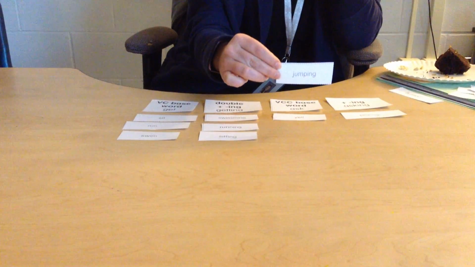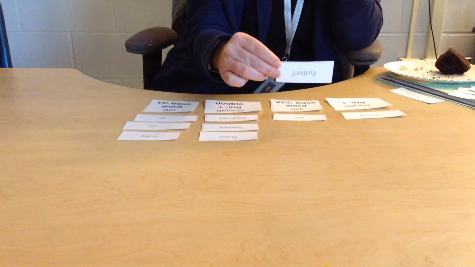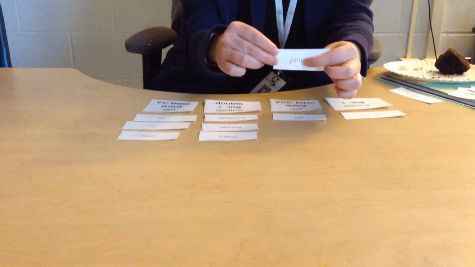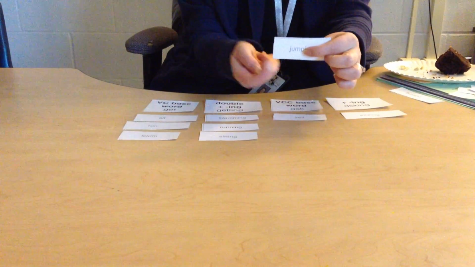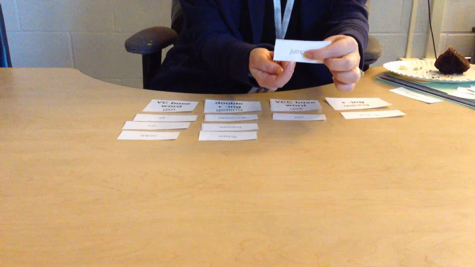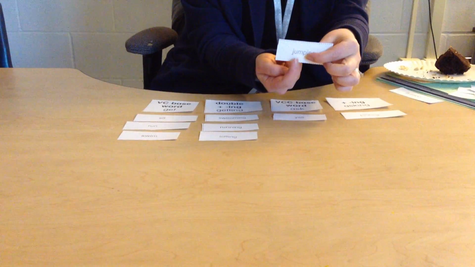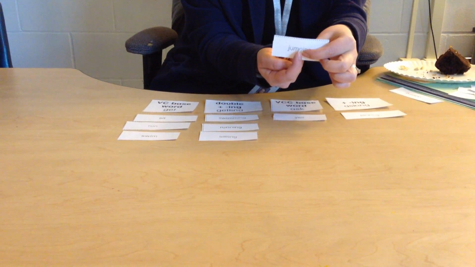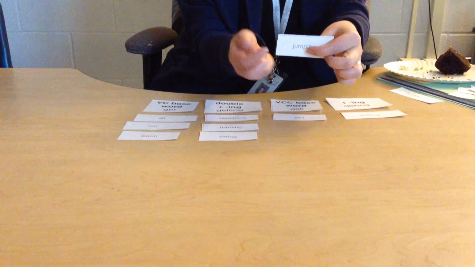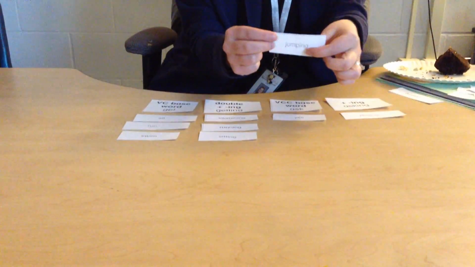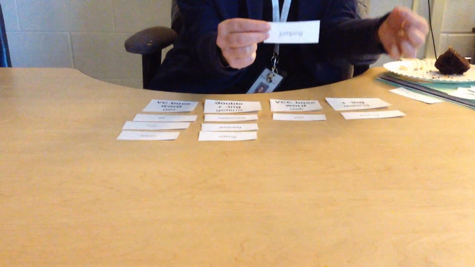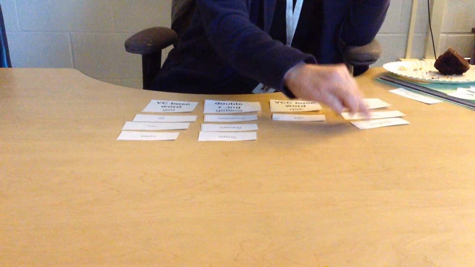Jumping. Same thing with this one. Jump is the base word. I find that vowel. I look to see, okay, there's consonant number 1, consonant number 2. I'm not seeing a double anywhere. So I'm just adding on that ING.